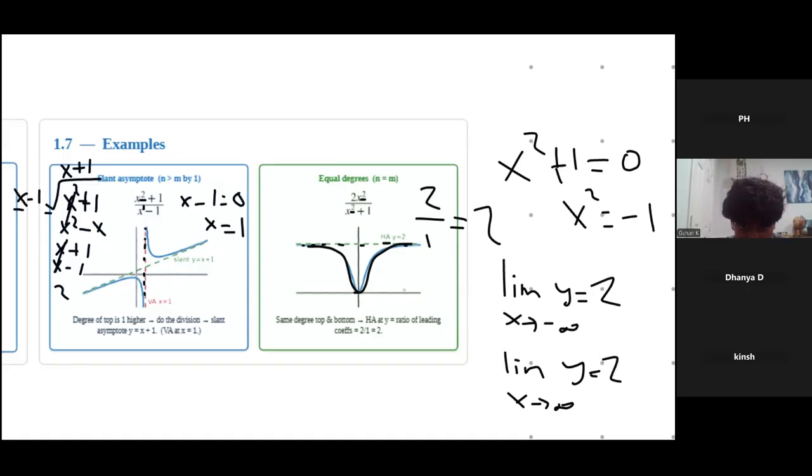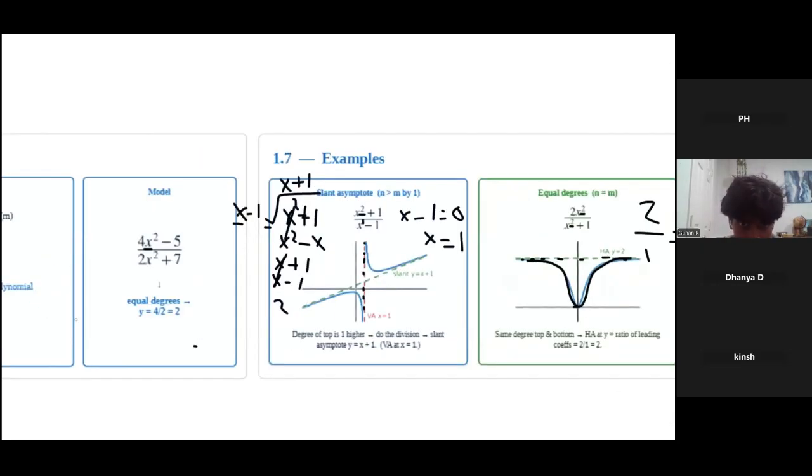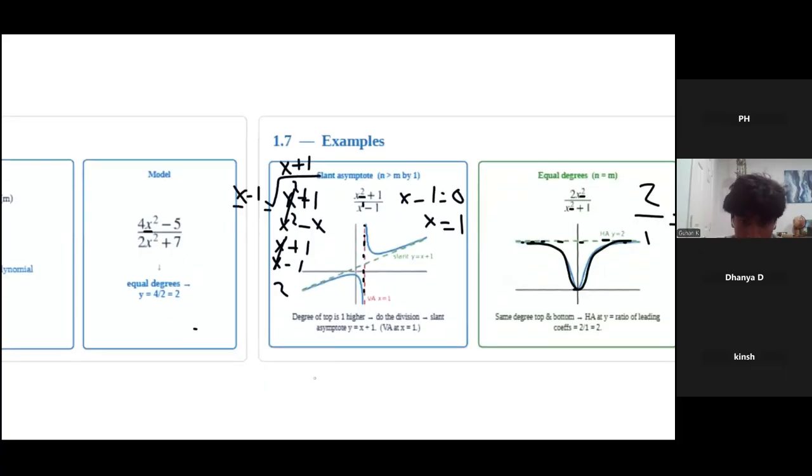And here, it's a slant asymptote. It's a little bit different, but pretty much the same. If you look at the limit as x goes to negative infinity, you can see that it keeps going down. So y is also going to be going to negative infinity. So we put y equals negative infinity. And then as x goes to infinity, y equals infinity.